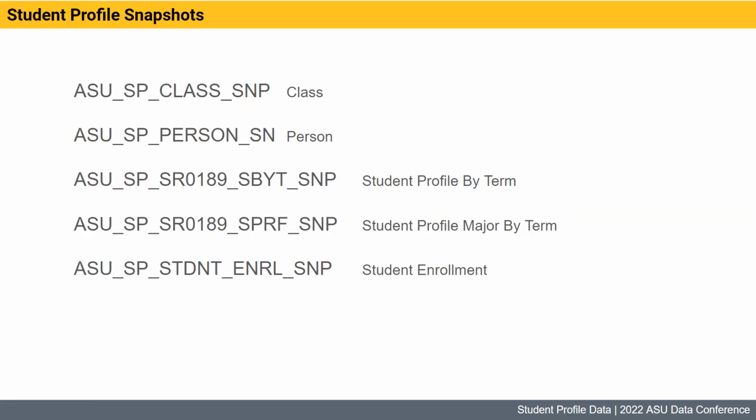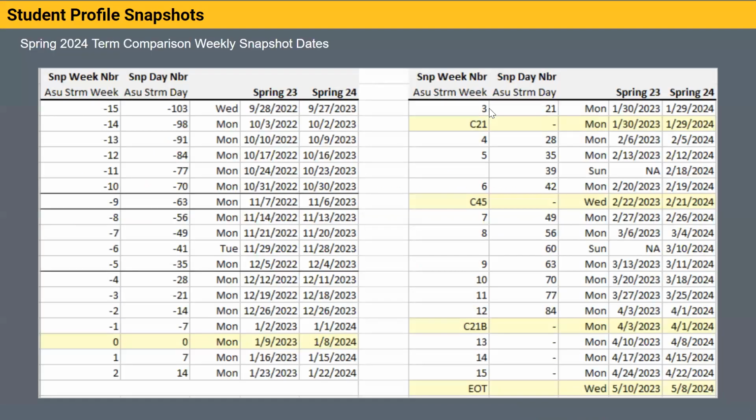We also snapshot some person data and some class data that we use to do point in time enrollment comparisons with this time last year. It's a lot of data to snapshot, but it lets us do that term comparison and reporting. So here's an example of the dates that we are using right now to compare spring of 24 enrollment with spring of 23 enrollment last year.